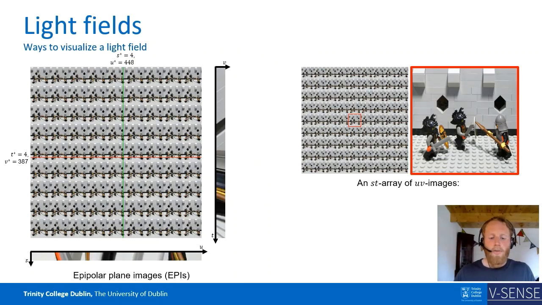In practical terms, we can visualize a light field as a two-dimensional array of two-dimensional images. Each subimage, called a subaperture image, represents a two-dimensional slice of the light field over the spatial dimensions and captures the scene from a different viewpoint. Another useful way to visualize a light field is using epipolar plane images, where an epipolar plane image is a two-dimensional slice of the light field obtained by fixing one spatial and one angular dimension.